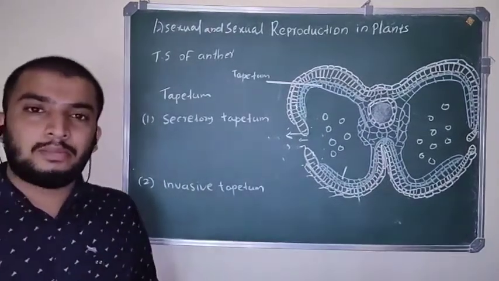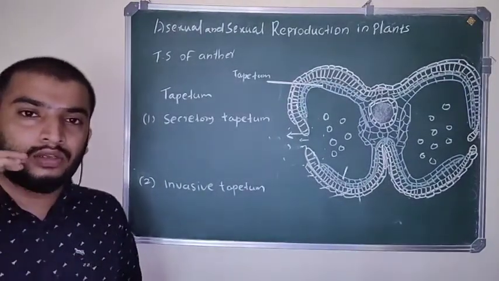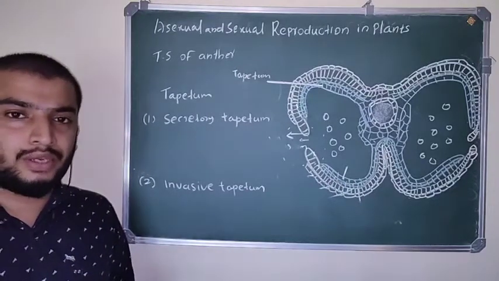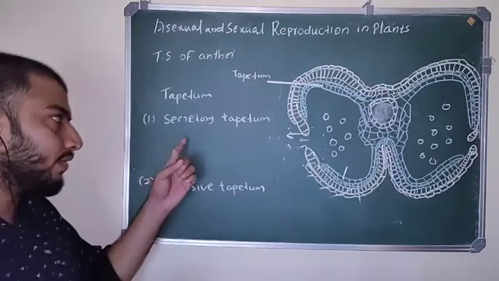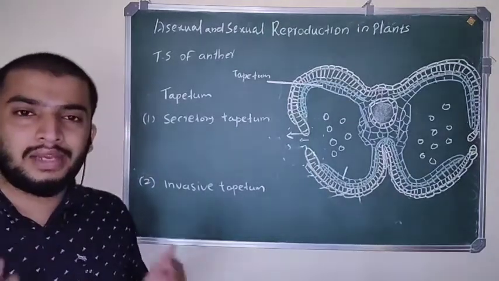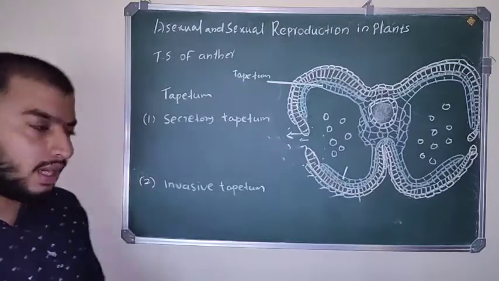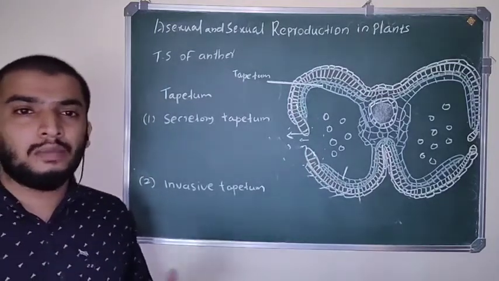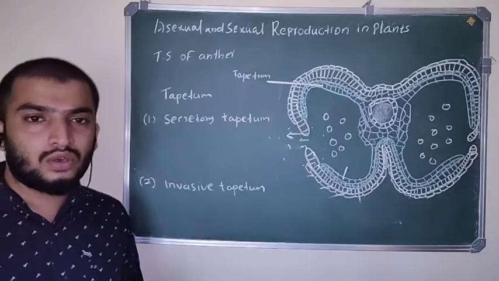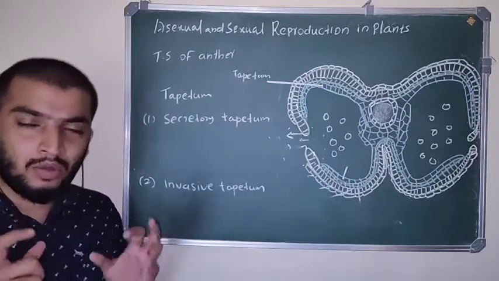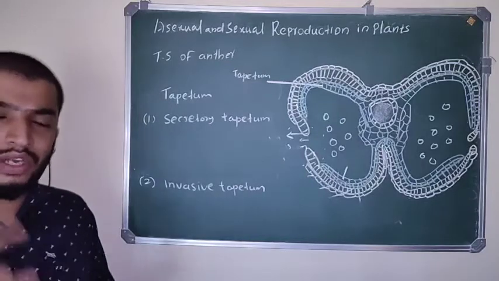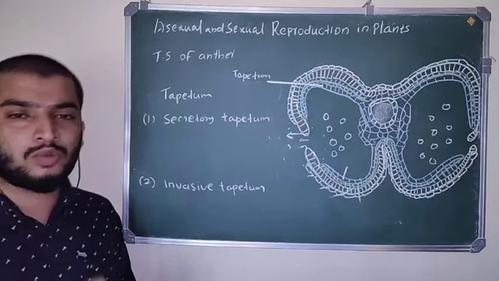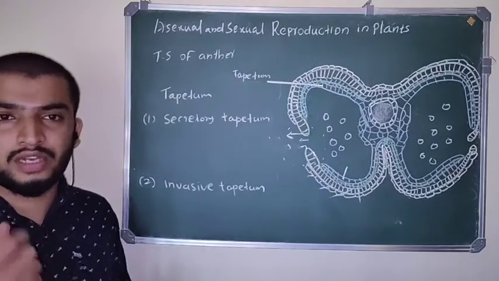There are two types of tapetum based on their behavior. The first one is secretory tapetum, also called parietal or glandular tapetum. The second type is invasive tapetum, otherwise called periplasmodial tapetum. So what is tapetum? It is the innermost layer of the anther wall. What is the function of tapetum? It nourishes the microspores, pollen grains and microspore mother cells, etc.